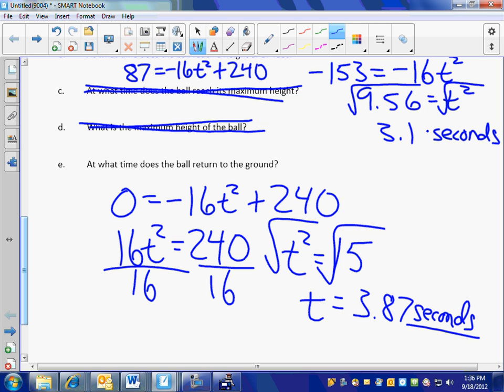Any questions on those problems? Just some basic word problems. I expect that you would be able to do one for the test similar to that.